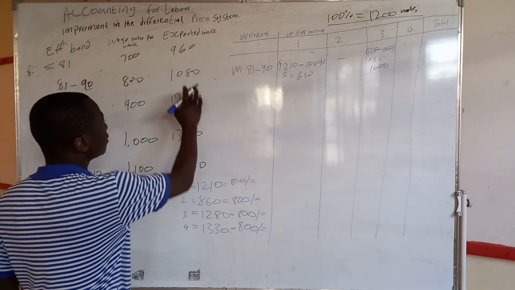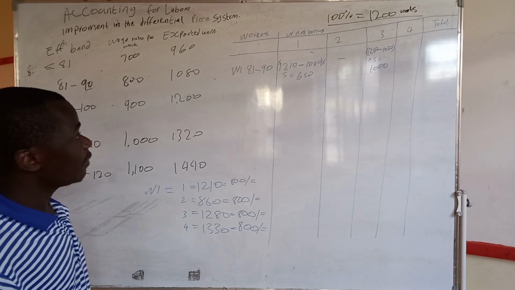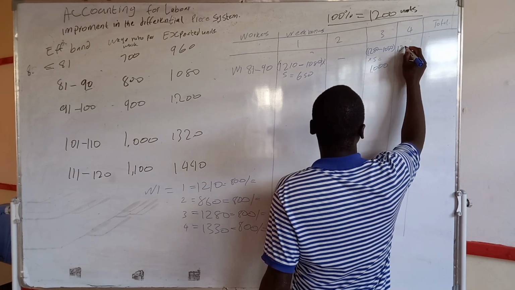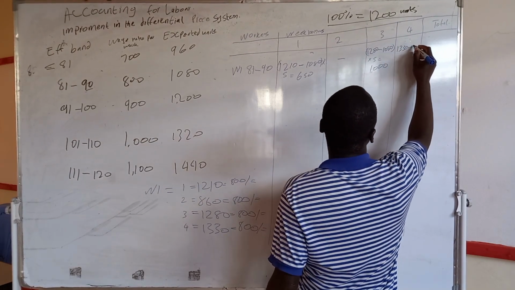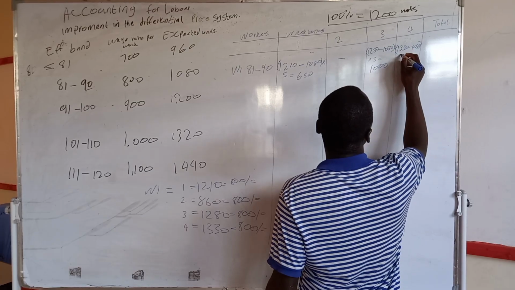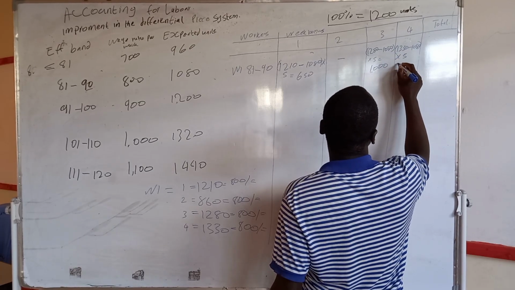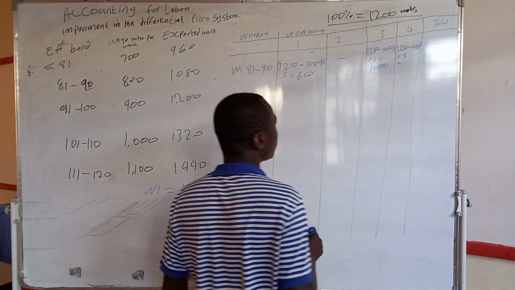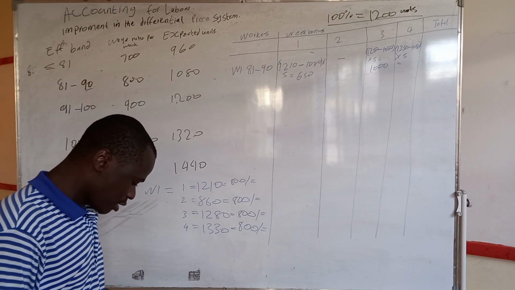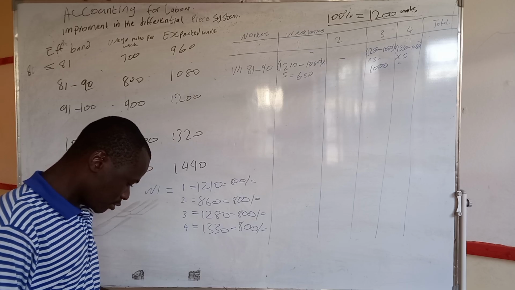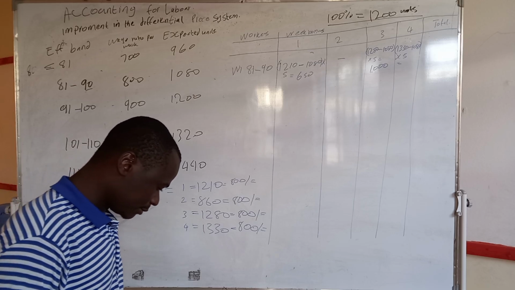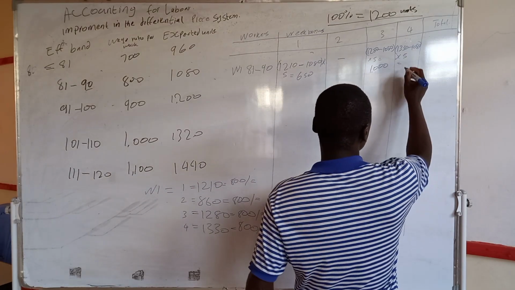Yes, he has the bonus. He surpassed this. So the bonus will be 1,330 minus 1,080, times 5. This gives us 1,250.